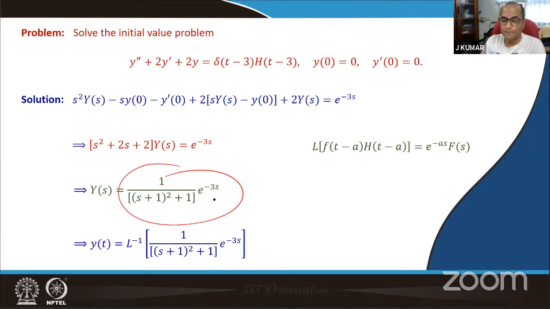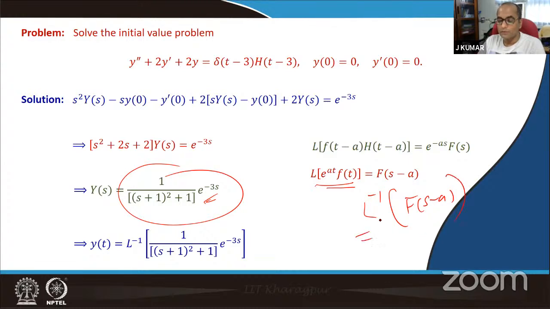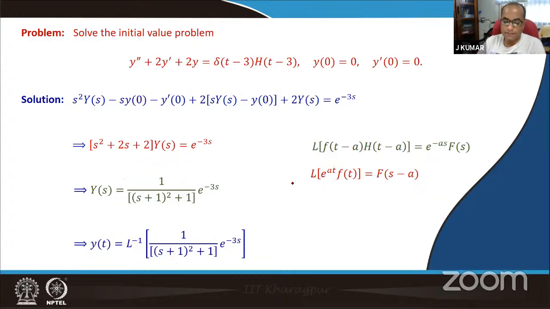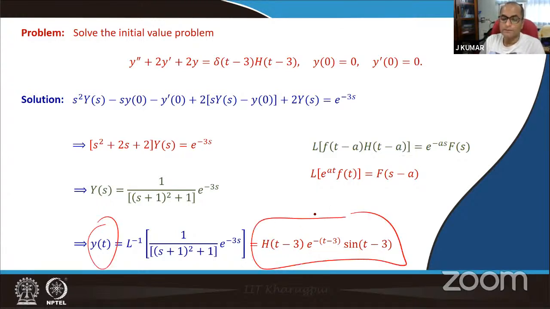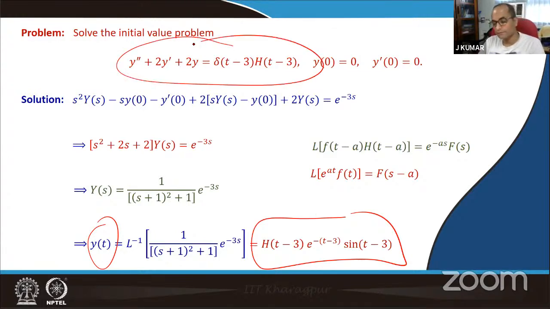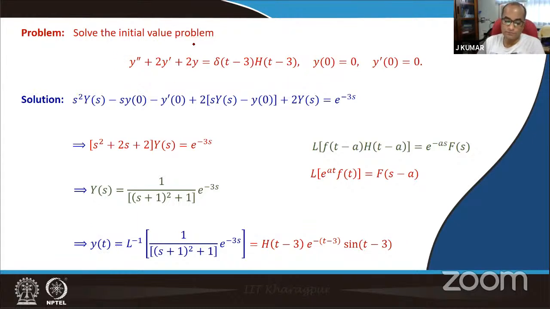That is also simple. Again, we have to use that property, e to the power at: the Laplace inverse of F(s minus a) is equal to e to the power at times f(t). And then we have these properties. So the Laplace inverse of this will be just Heaviside(t minus 3) times e to the power minus (t minus 3) times sine(t minus 3). That's the solution of the given problem, which we obtained by applying the Laplace transform technique.